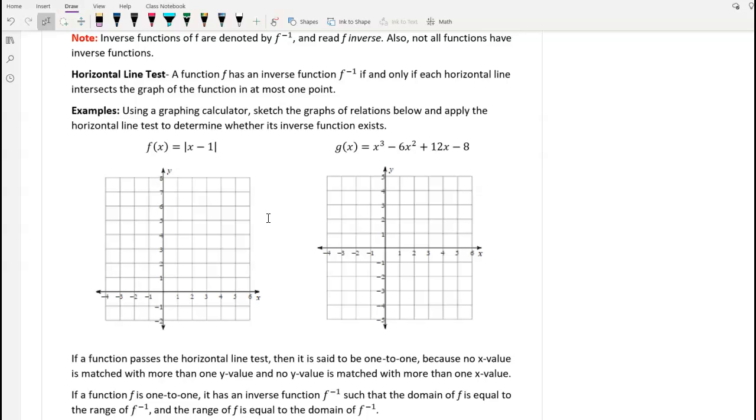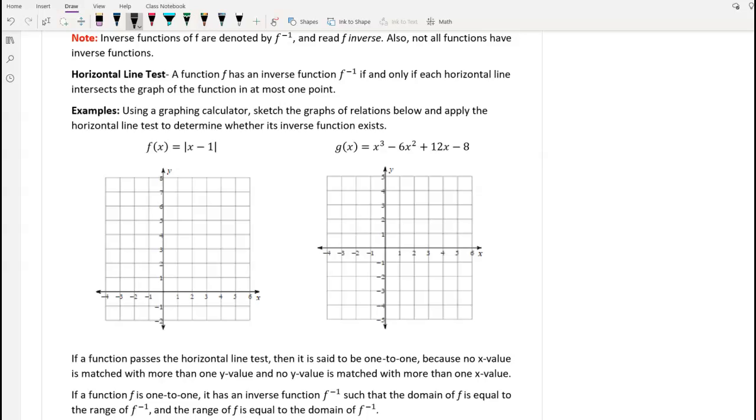And basically it says if your graph touches more than once through a horizontal line, then it won't have an inverse that is a function. It'll have an inverse, it will not be a function though. So we're going to go ahead and graph these two functions. So let's take a look.